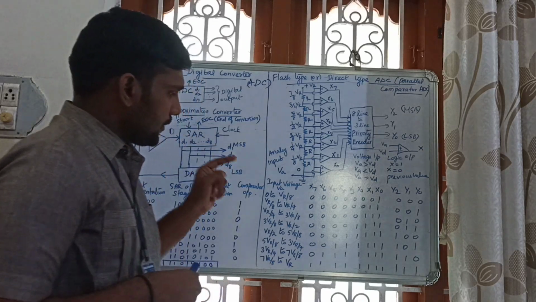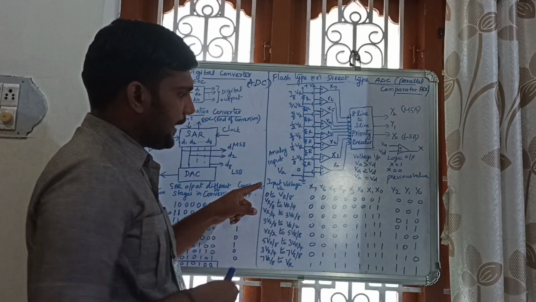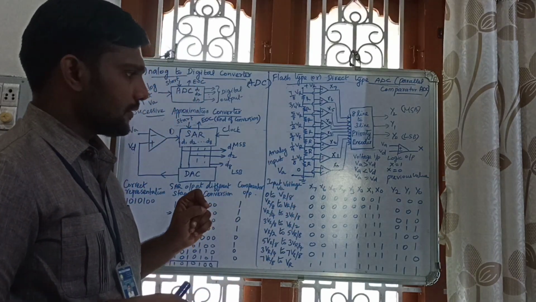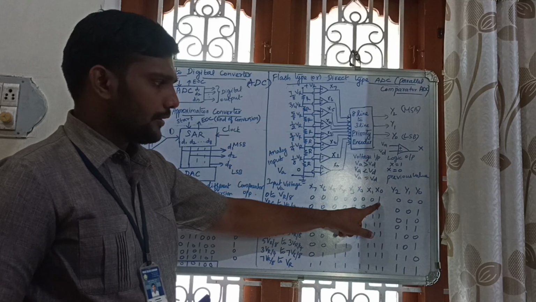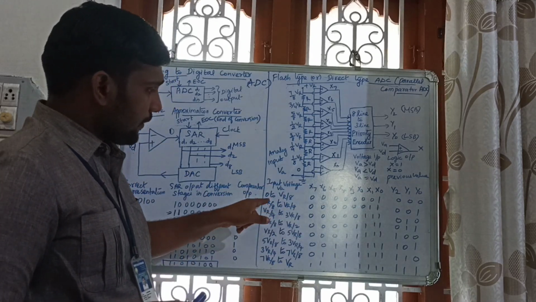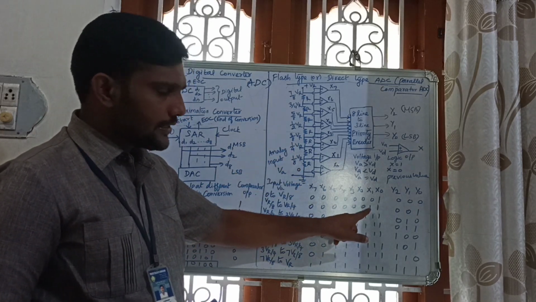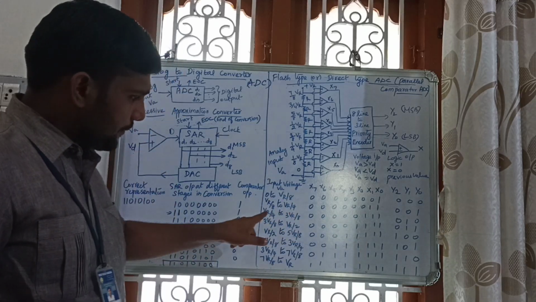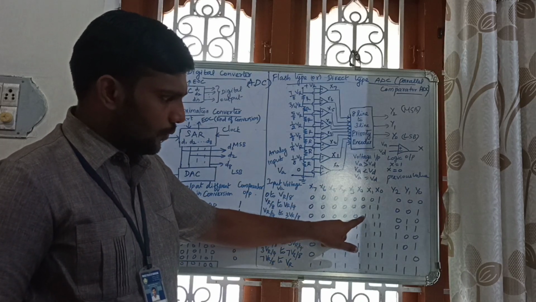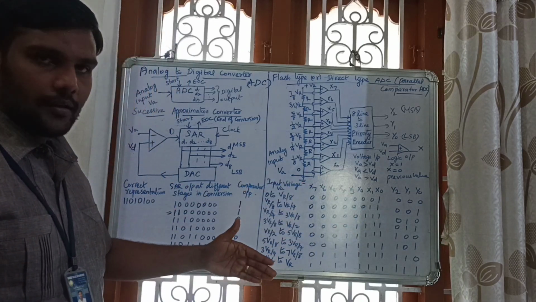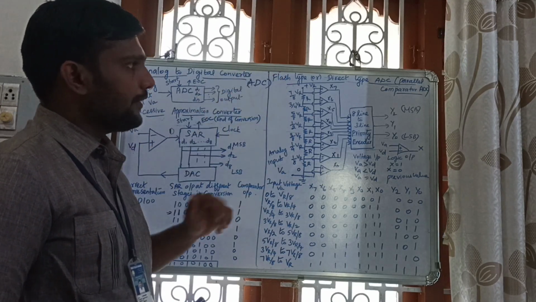Input voltage between 0 to VR by 8 means X0 will be 1, so this bit will be 1. Then if the input is from VR by 8 to VR by 4, the next digit also will become 1. Similarly, VR by 4 to 3 VR by 8 means X2 will be 1. The same process will be done up to 7 VR by 8 to VR.